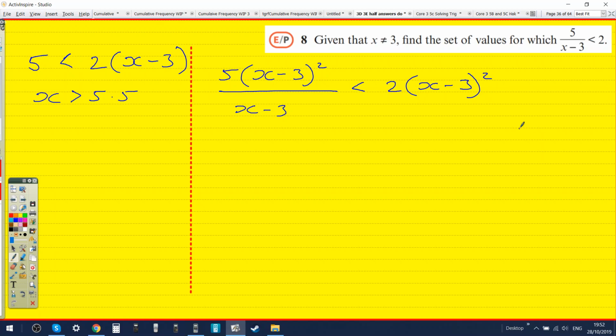Do I need to then solve? Do I then need to? Oh wait, if I take the x minus 3 from the bottom and divide it by the one on the top, will it just be 5x minus 3? Mm-hmm. And so minus 3 is smaller than 2, x minus 3 squared, and then 5x minus 15 is smaller than x squared minus 6.